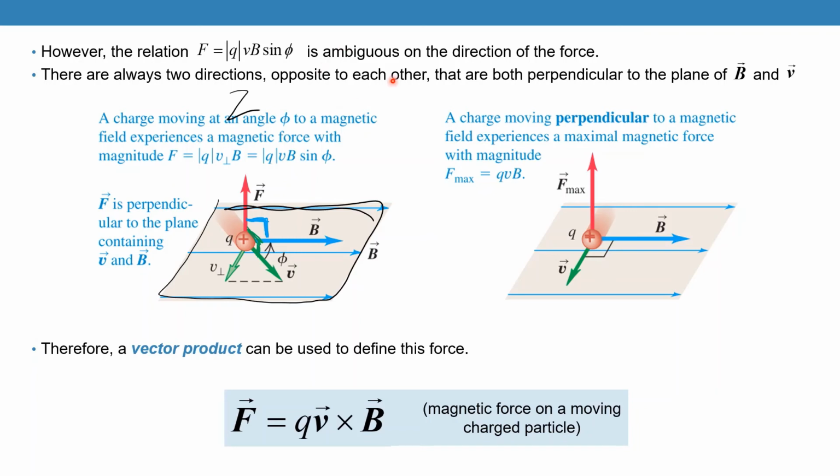So what does it mean by ambiguous? It means that F can be upwards or F can be downwards. So there is actually a way of calculating which way F should be, whether it is upwards or downwards, depending on the velocity and also on the magnetic field.